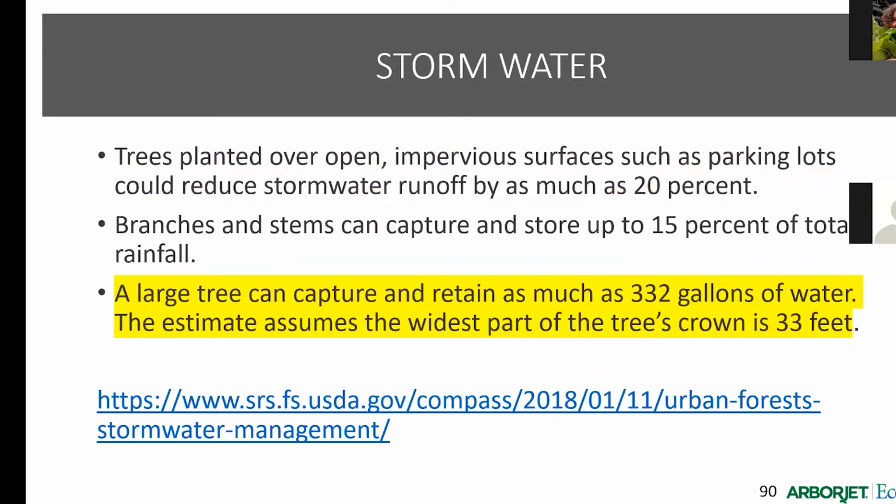Stormwater retention. Just a regular street tree with a 33-foot crown, which is your average mature tree, can retain as much as 333 gallons of water in one event. So that can reduce storm runoff on impervious surfaces such as parking lots by over 20%. This keeps erosion under control. It keeps stormwater pollutants out of our lakes and rivers. And it keeps the expenses down in your town for the sewer treatment plants and things like that.